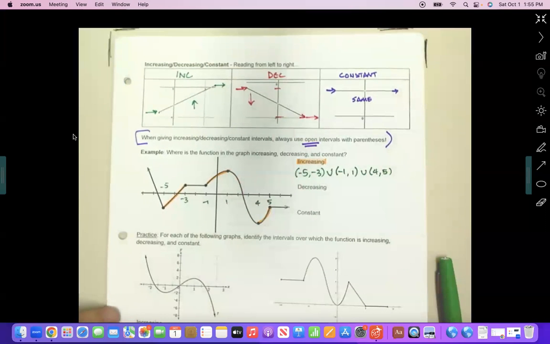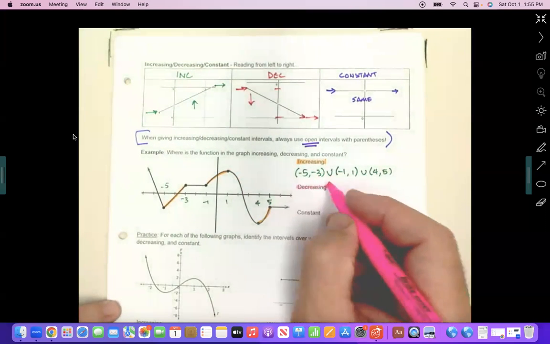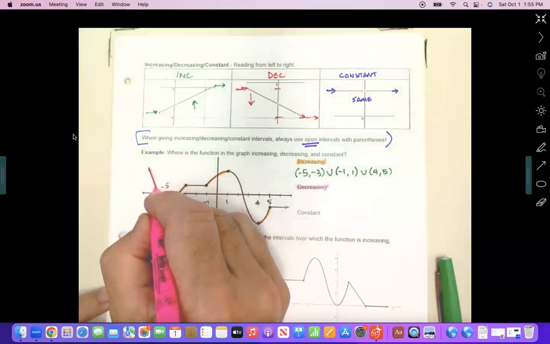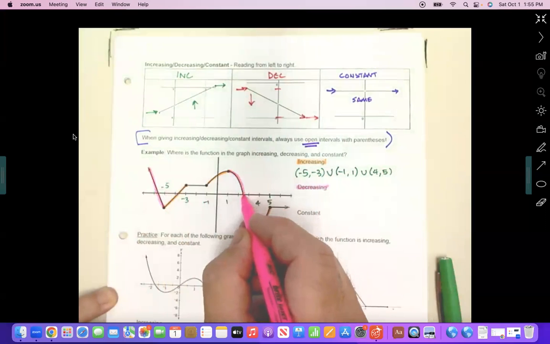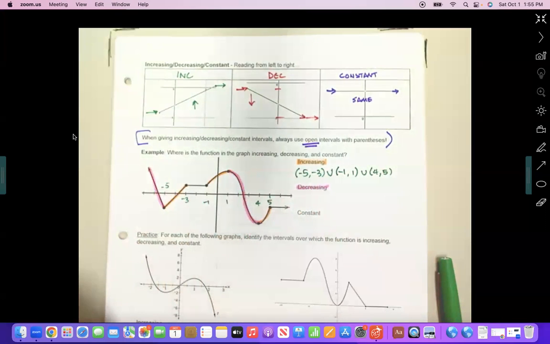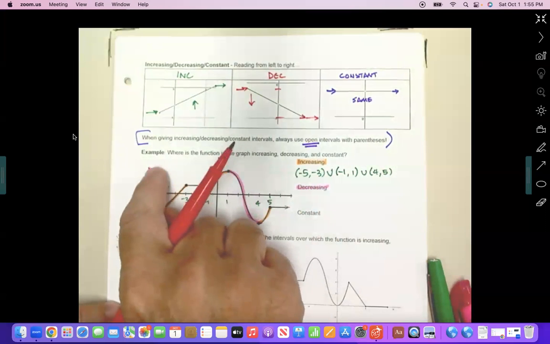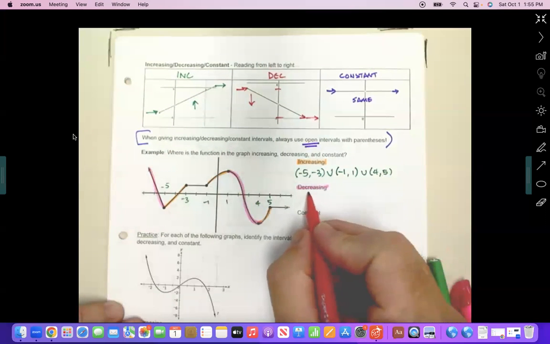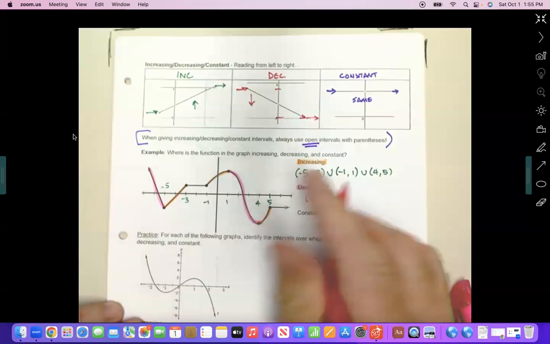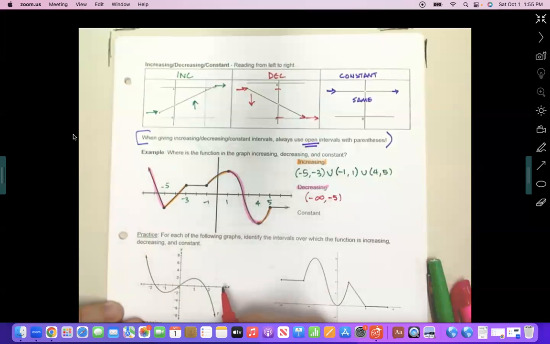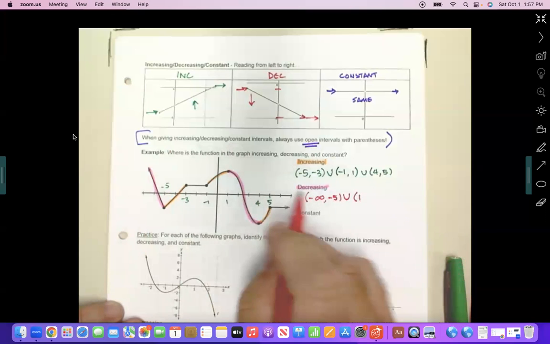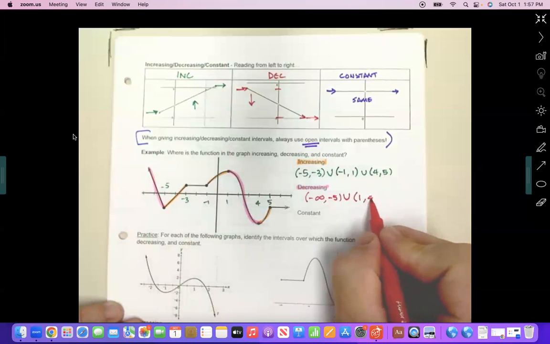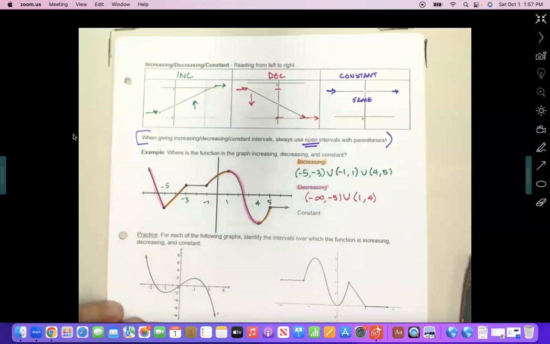Let's take a look at the decreasing intervals. Decreasing is when we go down from left to right, which is over here, not there. And then during this whole section here, we're going down as we go to the right. In interval notation, you'll see that we're starting here at -infinity. We're going to stop at -5. Then we'll pick it back up at 1 and stop at 4.